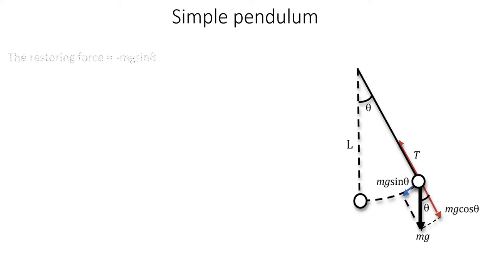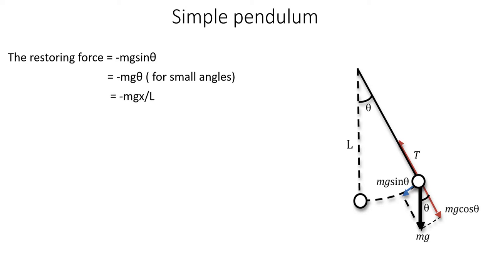So the restoring force can be written as minus mg sin theta. Why are we writing the minus sign? To show that it is acting towards the mean position, or opposite to the direction of displacement. For small angles, sin theta is approximately equal to theta. So we can write the restoring force equal to minus mg into theta. And what is theta? For small angles, the angle is equal to arc length by radius. And the arc length is the displacement of the bob. So we can write it as minus mg into x by L.